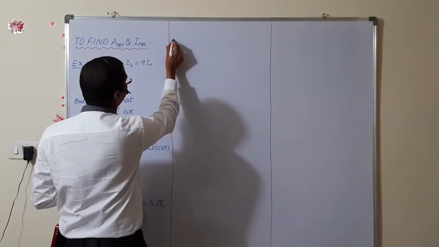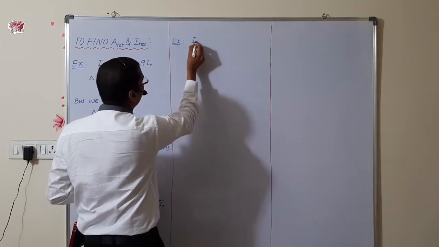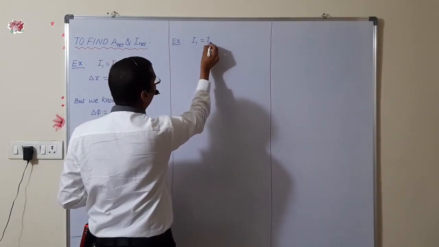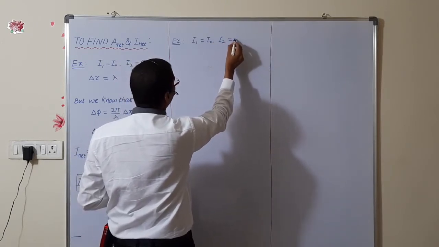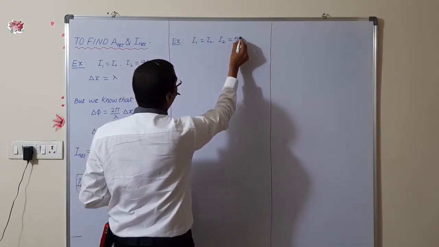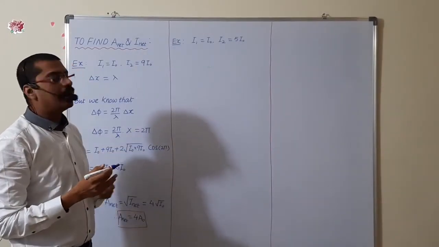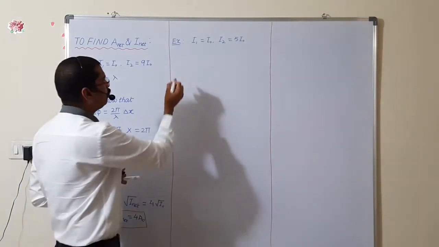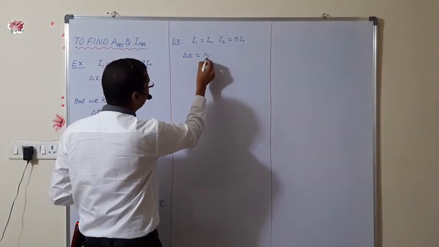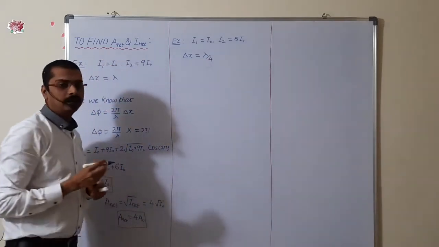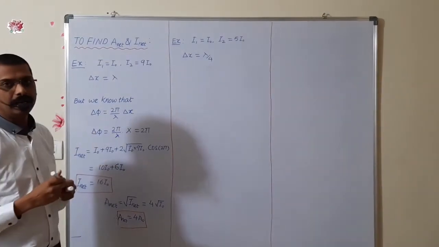Now I am taking I1 equals I0 and I2 equals 5 I0. I1 is I0 and I2 is 5 I0. The path difference is given: the path difference is lambda by 4. Now we have to find I net and A net.